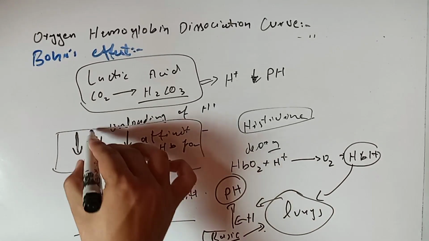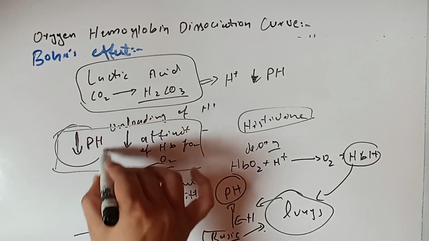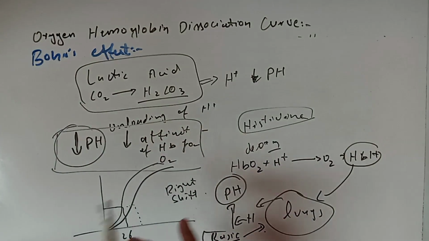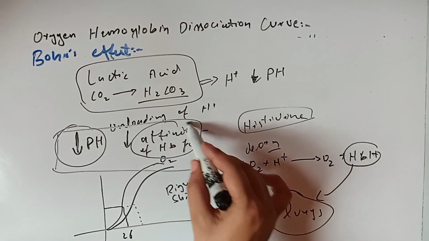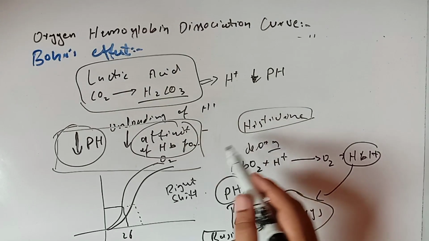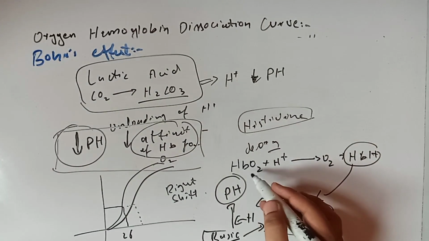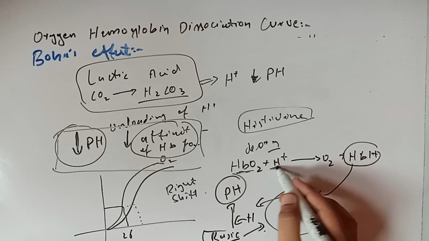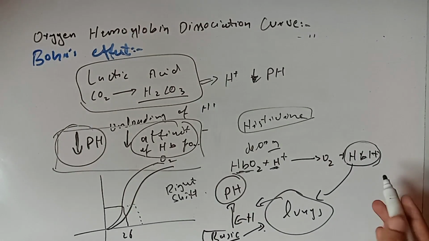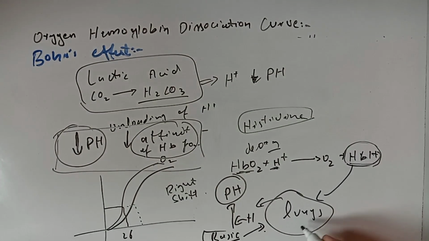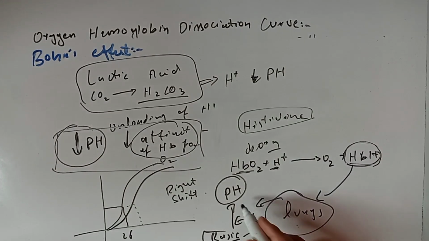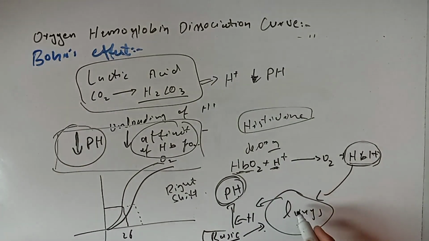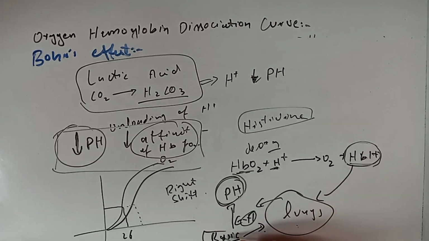In tissues, acids are produced which decrease the pH. This decrease in pH decreases the affinity of hemoglobin for oxygen, so hemoglobin releases oxygen to the tissues. In turn, hemoglobin binds hydrogen and HbH is formed. This HbH goes to the lungs. In the lungs, what happens? In the lungs, pH is higher. This higher pH causes release of hydrogen from hemoglobin, and in turn oxygen binds to the hemoglobin.